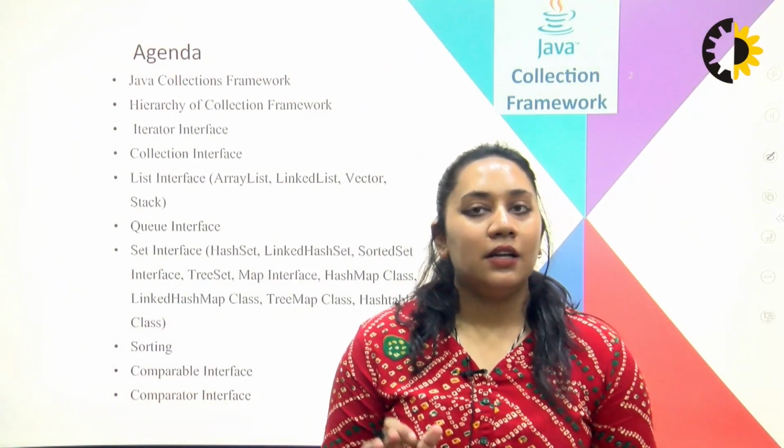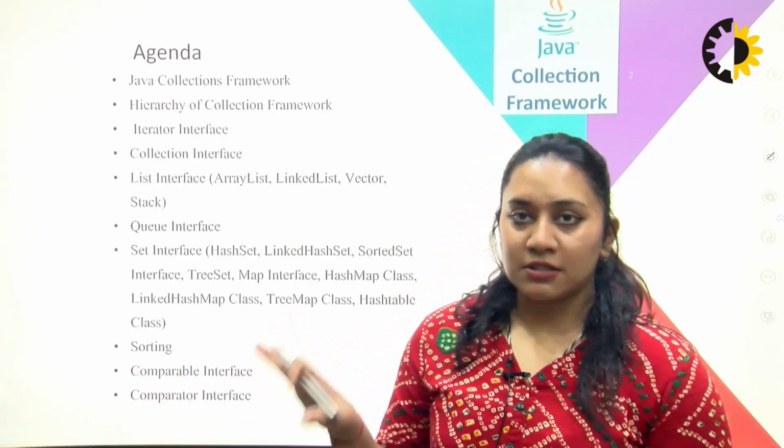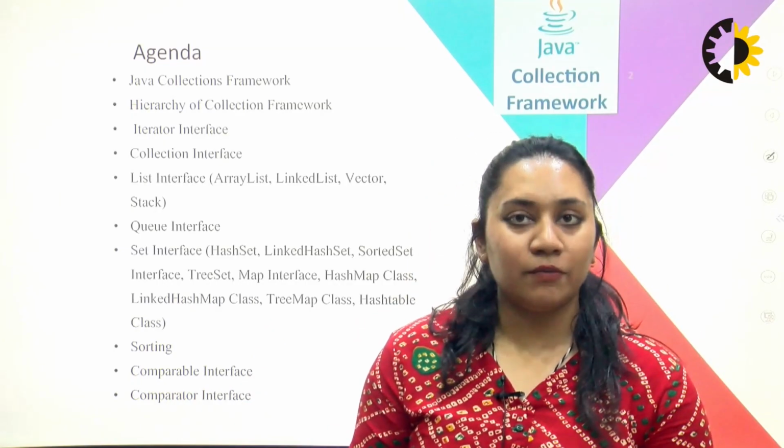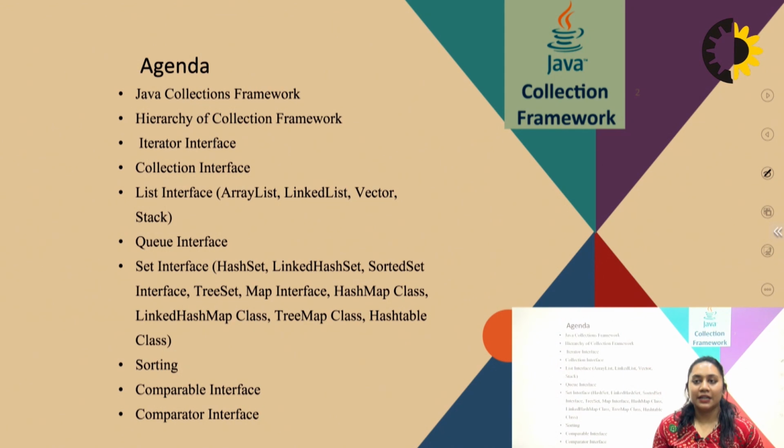Here is the agenda. I will be discussing all the collection framework we will be using, how we can create the object, how we can add the objects in the collection framework, and how it works at the backend of the compiler. First I will discuss what a collection is and what the use of the collection framework in Java is. Then the hierarchy, then a few interfaces, such as the iterator.